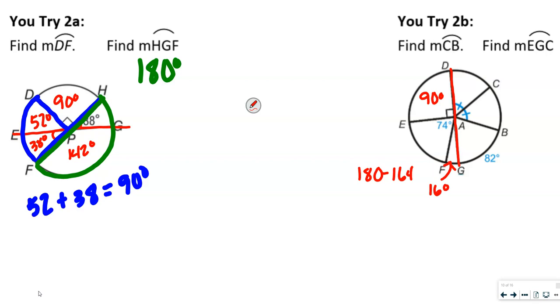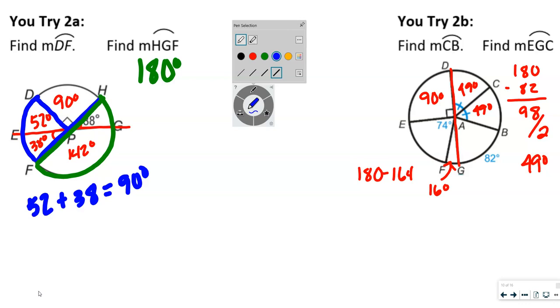Okay, then how are we going to find DC and CB? So again, don't we have half the circle? So couldn't we do 180 minus the 82? That would give us 98, and then we got to divide that by 2, right? So that would be 49. So this is going to be 49, and this is going to be 49. So now this one says CB. So once again, we're going to find arc CB. So arc CB right there, right? So that's 49 degrees.